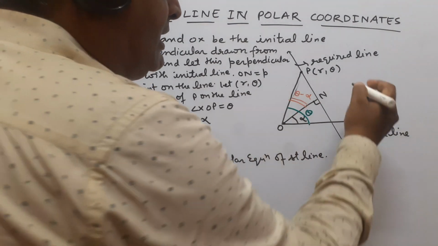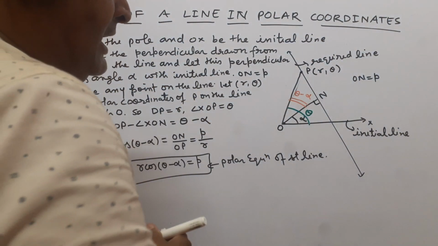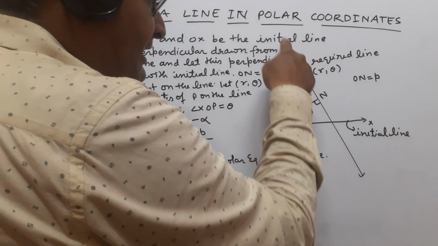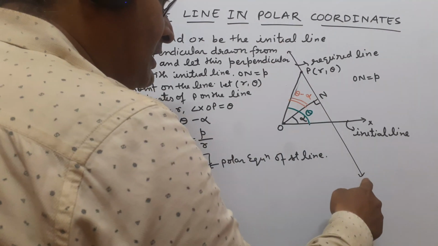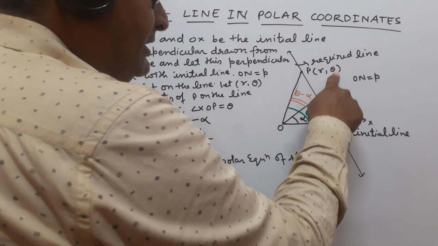Here ON is equal to P. Now let us suppose that P be any point on the required line whose polar coordinates are r theta.